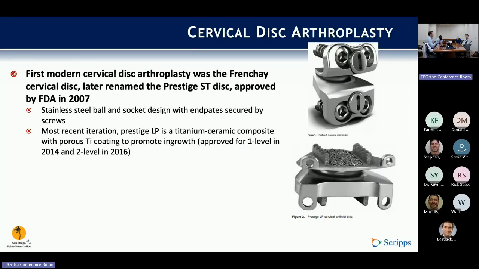So the first modern cervical disc arthroplasty was the Fréchet cervical disc, later renamed the Prestige disc, and it was approved by the FDA in 2007. It was a stainless steel ball and socket design with end plates secured by screws. The most recent iteration, the Prestige LP, is a titanium-ceramic composite with a porous titanium coating to promote ingrowth. And this was approved for 1 level in 2014 and 2 levels in 2016.